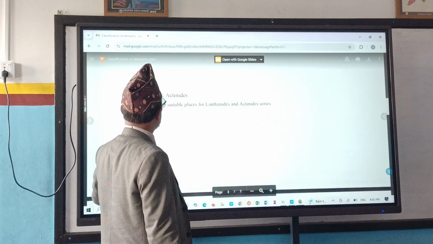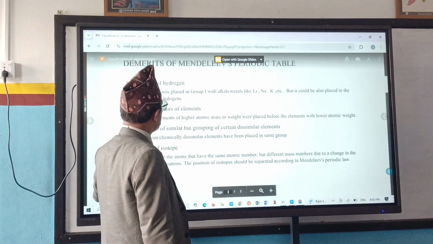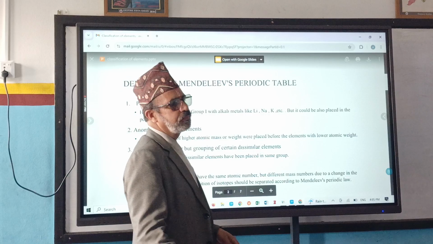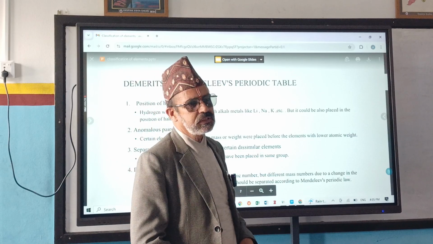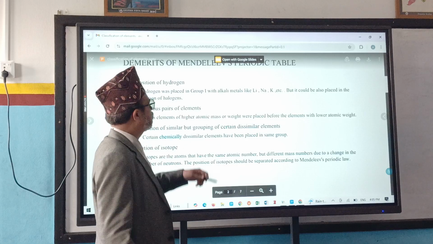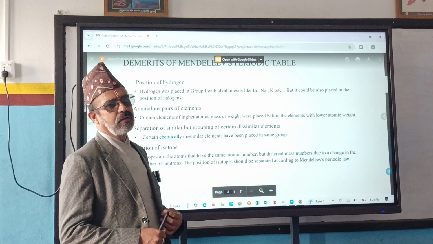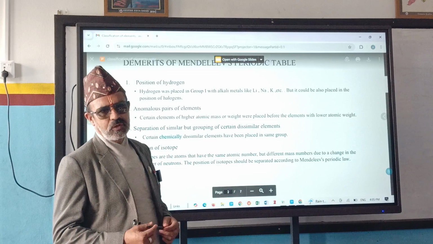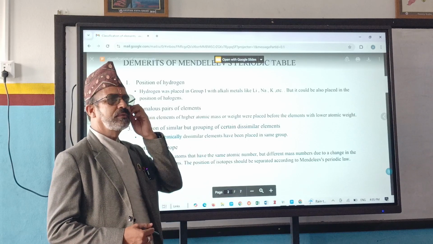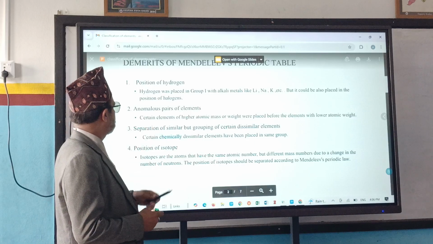So, what things do we have to see here? Demerits. Mendeleev's periodic table has advantages as well as disadvantages. These are the disadvantages. Number one, position of hydrogen. Is hydrogen a metal or non-metal? Non-metal. But it can be kept in the metal group also, and the non-metal group also. So, wait a second. Not fixed.